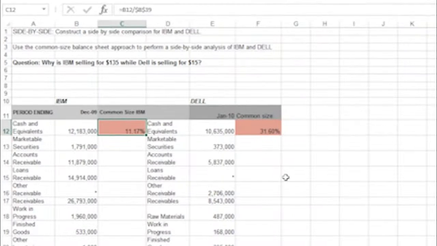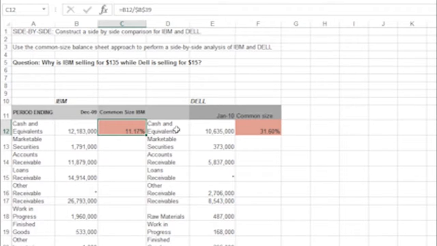So I went and grabbed the financials for IBM. Now you'll notice that IBM's fiscal year ends in December and Dell's ends in January, and that's okay. They're very, very similar. Here I've got information for IBM and Dell for the same year, 2009, 2010, same period, January, December. And I'm going to perform common sizing.